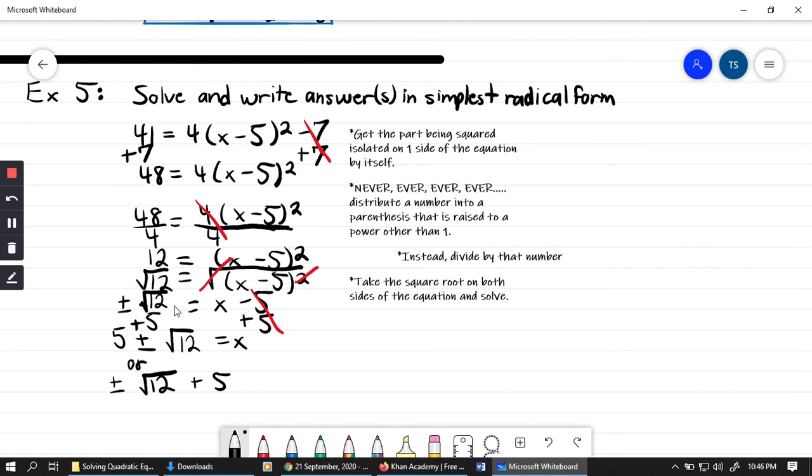Alrighty, I do hope that this video has been helpful. This video included quite a bit of different types of equations that you could solve by using square roots. Some of the equations in this video involved imaginary numbers. Some of them were ones that could have tricked you into distributing, but again, remember that you never ever want to distribute into parentheses that are raised to a power other than 1.